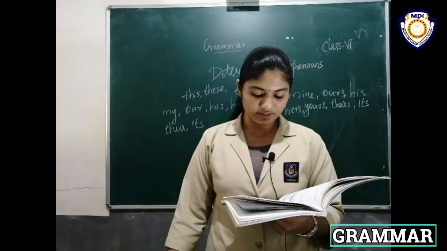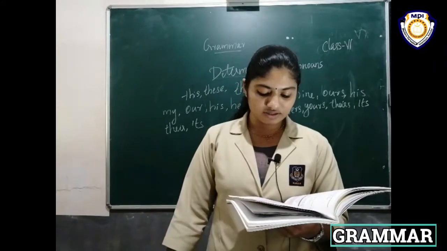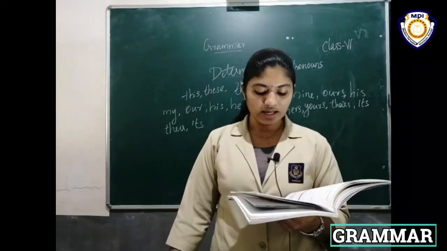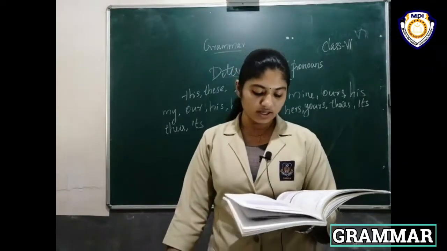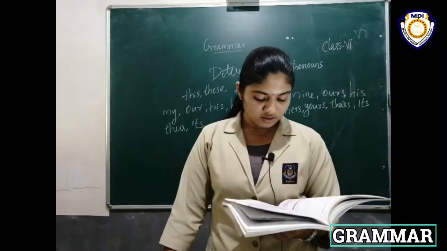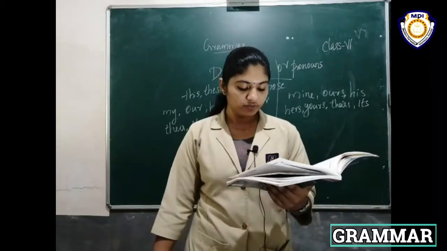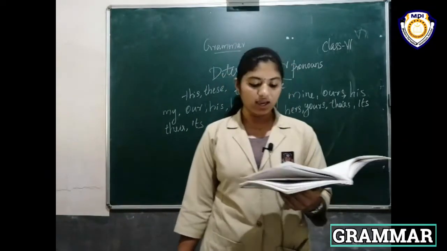Circle the correct determiners. Keshav bought this or these books from the wholesale market. Keshav bought these, T-H-E-S-E. Please circle that word. Then the second one: each of you students was asked to make a card. Each student was asked to make a card.